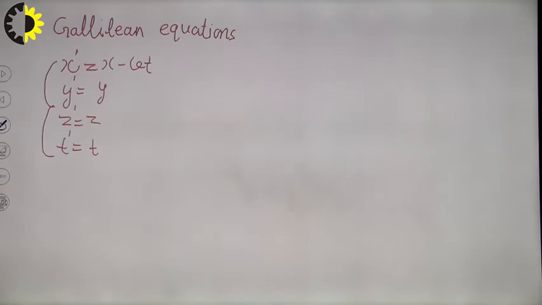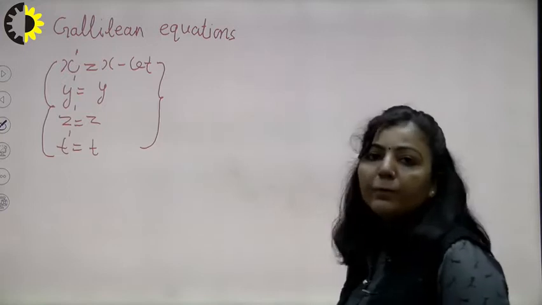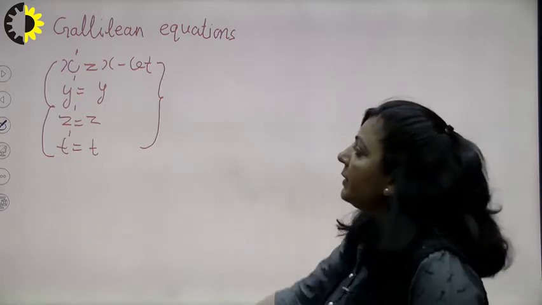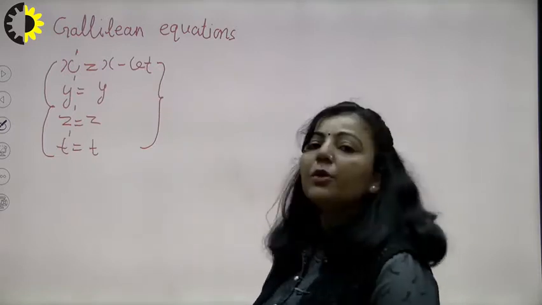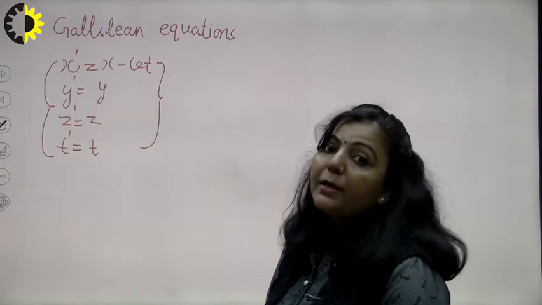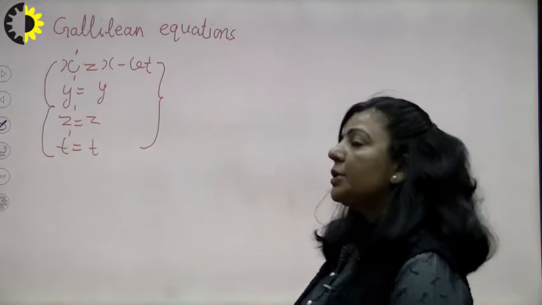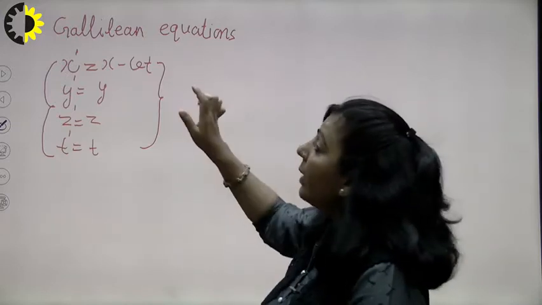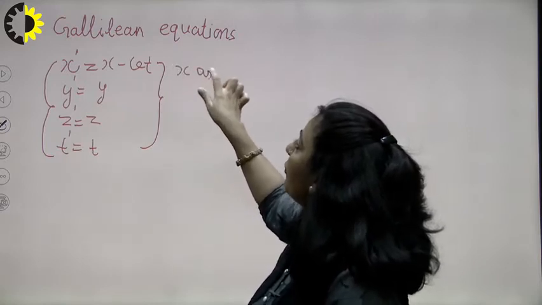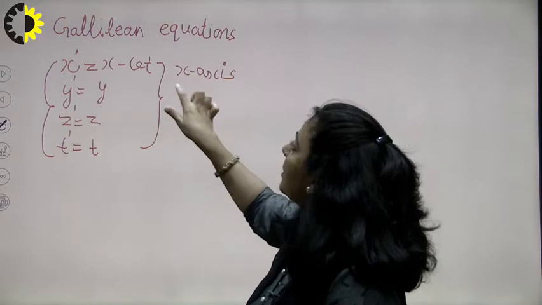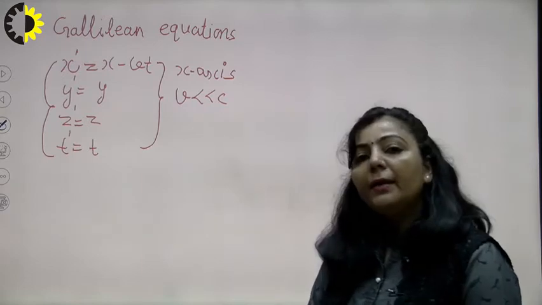These equations basically transform the coordinates of one inertial frame into the coordinates of the other inertial frame. These are the coordinates of the S dash frame on the left hand side, and these are the coordinates of the S frame. These equations are applicable when the S dash frame is moving along the x axis with a velocity v which is very small with respect to c. So these are your Galilean equations.